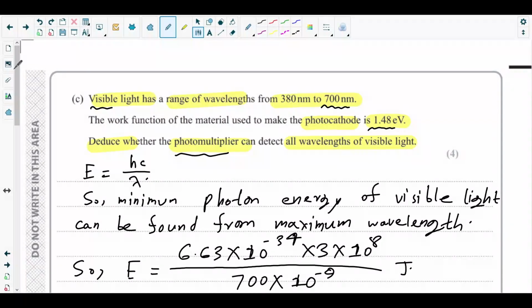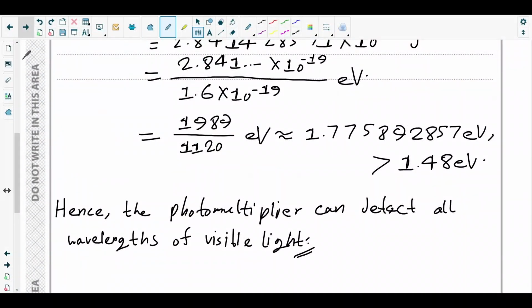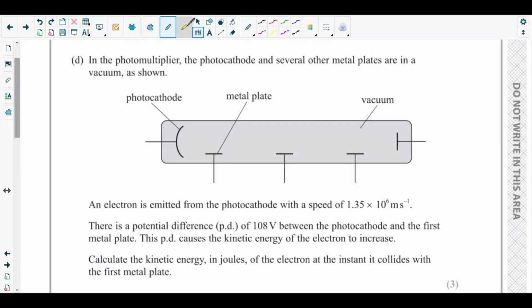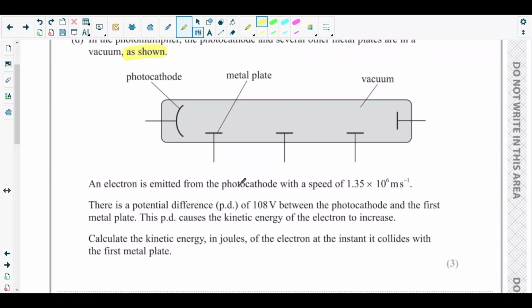Okay, next is part D from question number 19. Here the question says, in the photomultiplier, the photocathode and several other metal plates are in a vacuum as shown in the figure. An electron is emitted from the photocathode with a speed of 1.35 times 10 to the power 6 meter per second. There is a potential difference of 108 volt between the photocathode and the first metal plate. This PD causes the kinetic energy of the electron to increase.